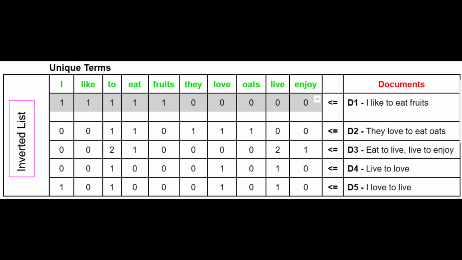The words colored in green, at the center section of the table, are the unique words used in all the documents. ES has created this unique terms collection on its own. This is an automated process. Now let's check D1 and the row that belongs to it, starting from left to right. The word I occurred just once in D1, and the same is for other words such as like, to and eat. Now check D3. The word to occurs twice, eat occurs once, live occurs twice, and enjoy occurs one time.